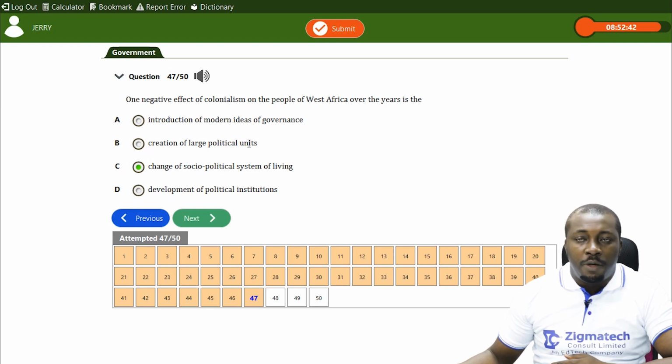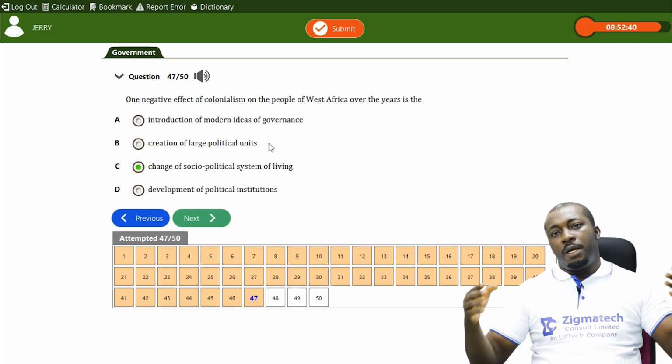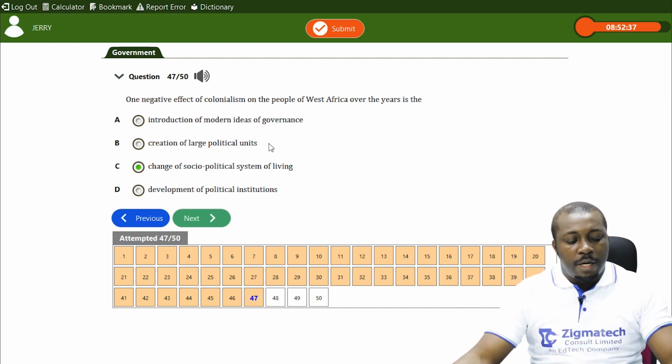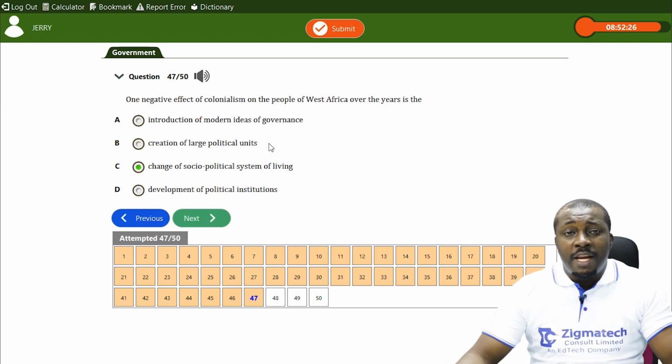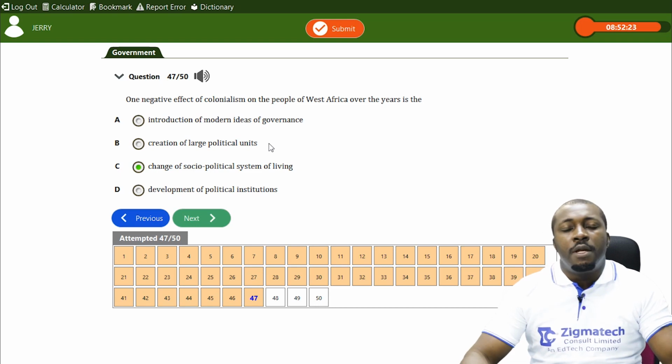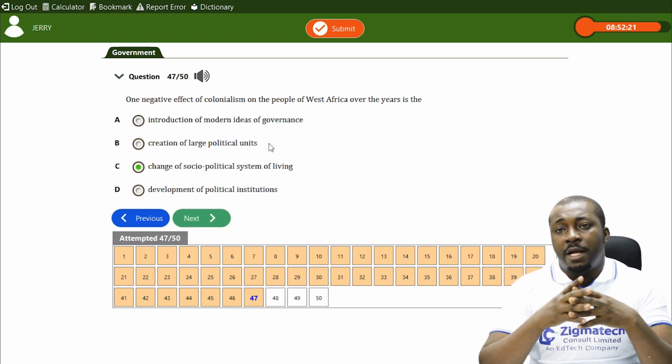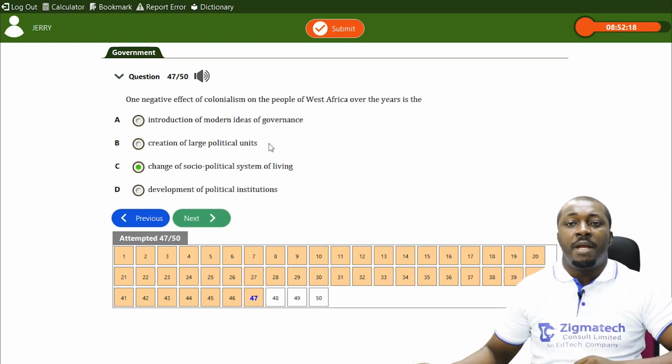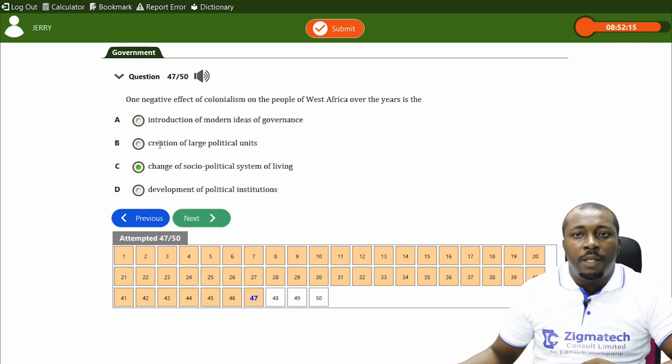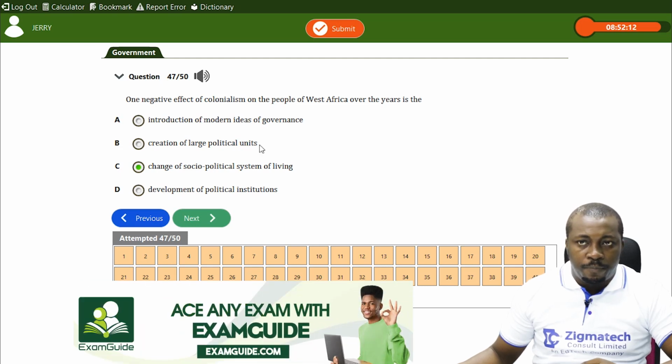B, creation of larger political units. Of course, for example, Nigeria, prior to what we today call Nigeria, we used to have independent ethnic groups, independent nations that were running their affairs in their own ways. It is the colonial masters, colonialism, that brought us together, amalgamated us, and we now form a larger political unit. So this is a positive effect. D, development of political institutions. Of course, most political institutions we have today are bequeathed to us by our colonial masters.